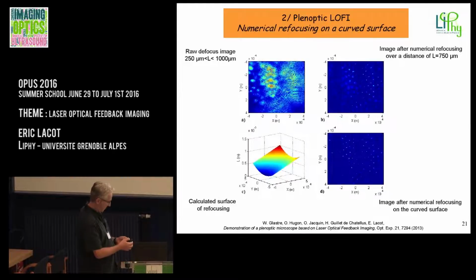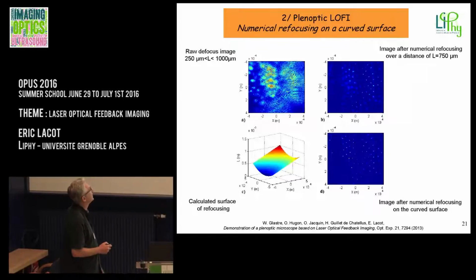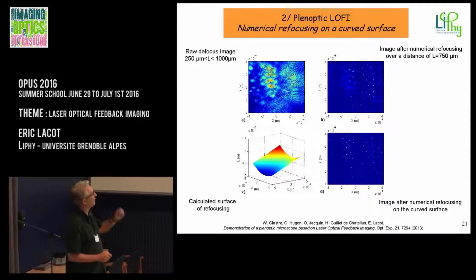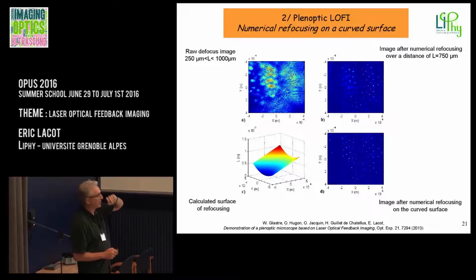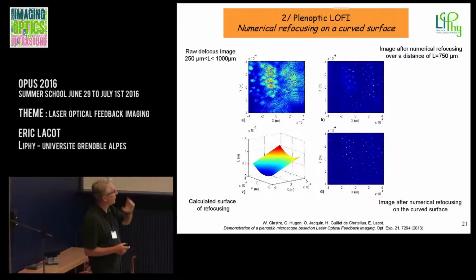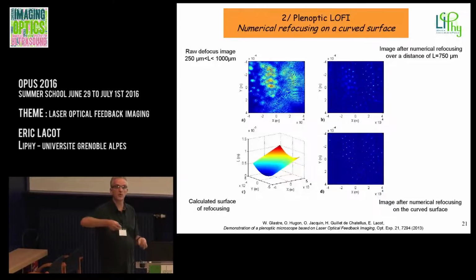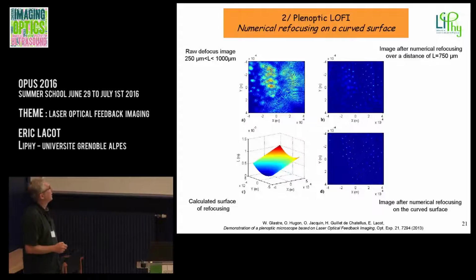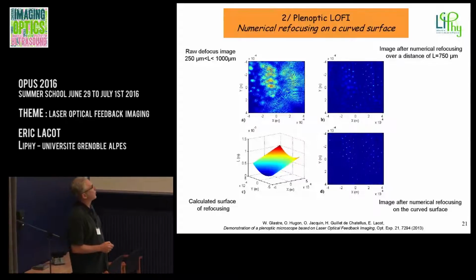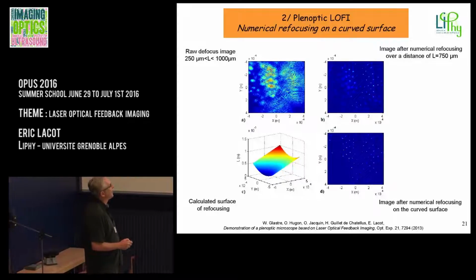So, another example of numerical refocusing, but now on a curved surface. The target under investigation is a flexible tissue with silica beads on its surface, and the tissue is voluntarily curved to obtain, in fact, a 3D object. The conventional LOFI image, the raw image, is the blurred complex image obtained from the direct LOFI signal.